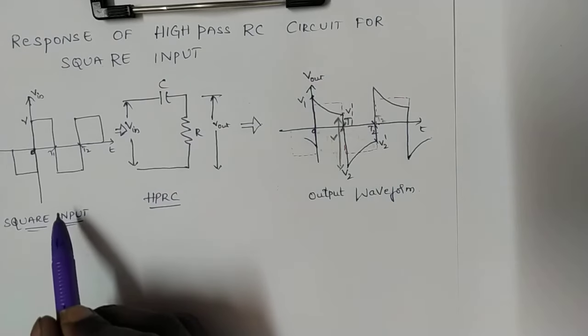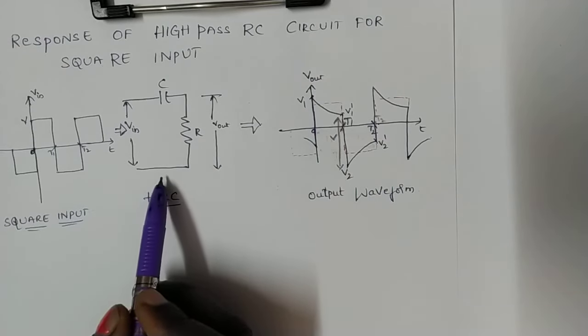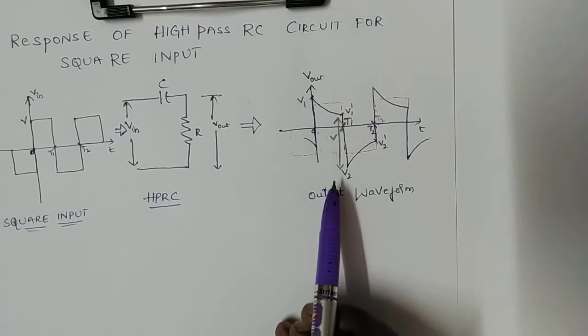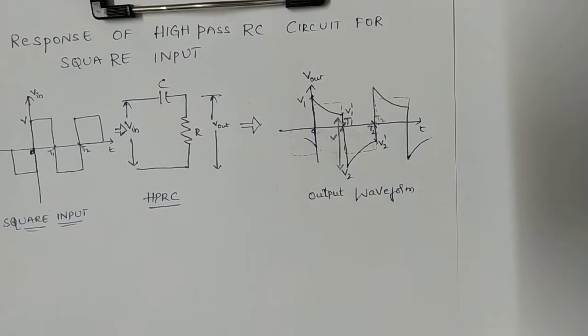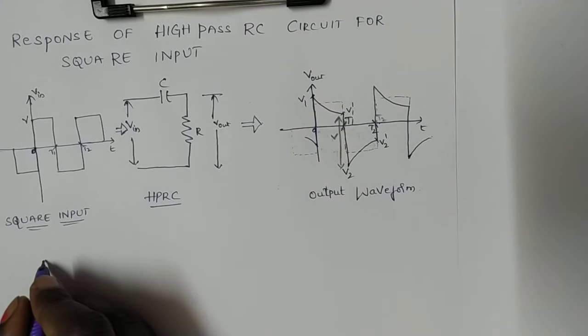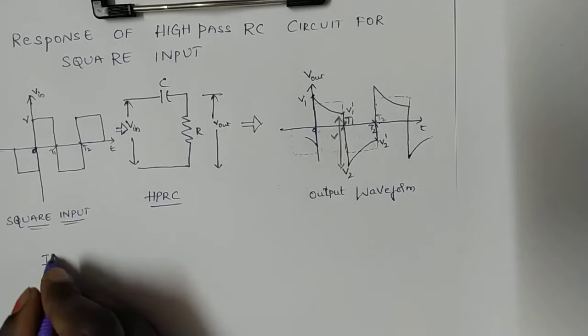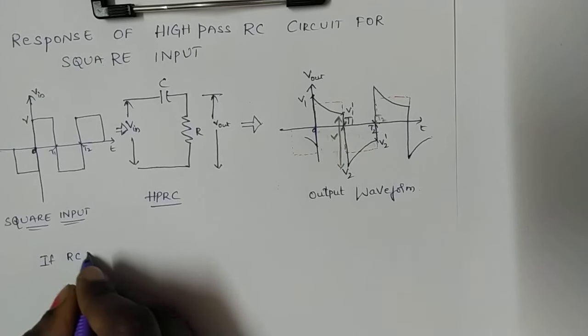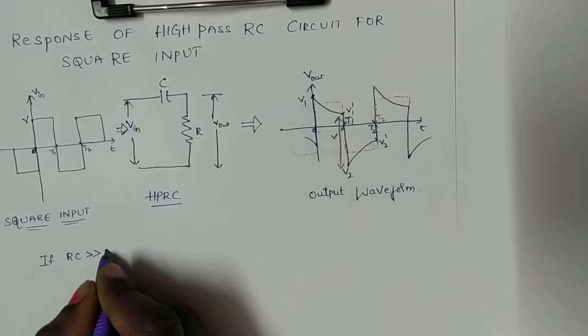This is the square input signal I am applying to the high-pass RC circuit, and the output waveform will be obtained like this. We will see how it is generated and how we calculate the percentage of tilt and everything in this session. So first of all, the first case: if RC is far greater than T.